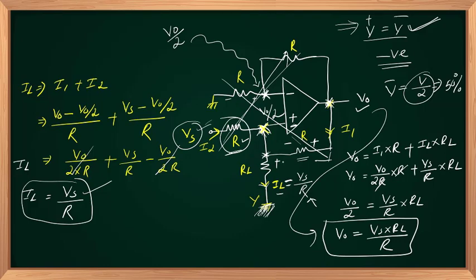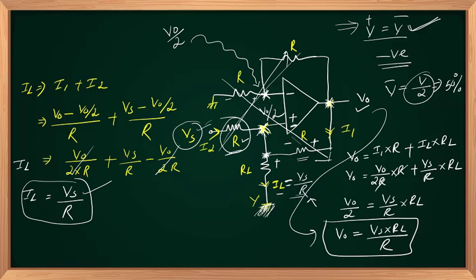So, irrespective of the value of resistance inserted between V plus and ground, current will always be Vs by R, and two extreme conditions are excluded. That is, if RL equal to 0, this expression is not valid. If RL is equal to infinity, then also this expression is not valid.